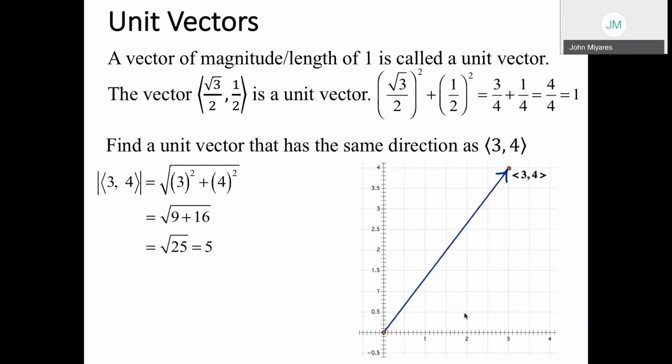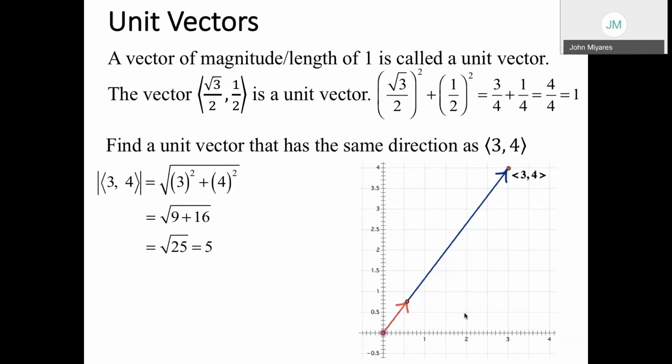5. What we're interested in now is a vector that has length 1, but has the same direction as this blue vector here that has length 5. So graphically, what we're looking for is this red vector here. If we can figure out where the terminal point of that red vector should be to make it have a length of 1 instead of a length of 5, then we've solved our problem.